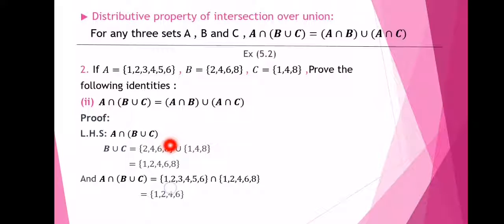and the parenthesis around B union C indicates that we are going to find the union of B and C first, and then we are going to find the intersection of A with the answer of B union C. It shows that {1, 2, 3, 4, 5, 6} intersection {1, 2, 4, 6, 8}, and the common elements of these two sets are 1, 2, 4 and 6. So A intersection (B union C) is equal to {1, 2, 4, 6}. It is our left hand side.